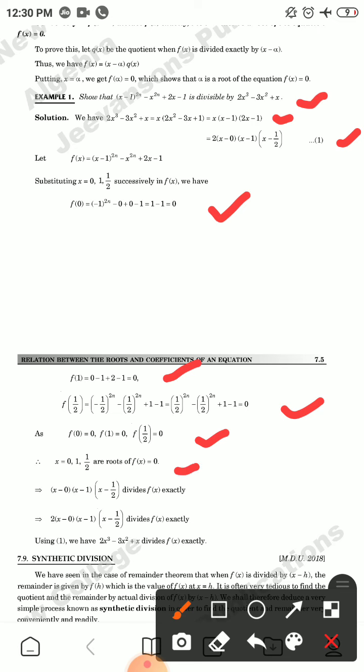Therefore (x - 0), (x - 1), (x - 1/2) divides f(x) exactly. That is, 2(x - 0)(x - 1)(x - 1/2) divides f(x) exactly. Hence, using (1), the given expression divides f(x) exactly.